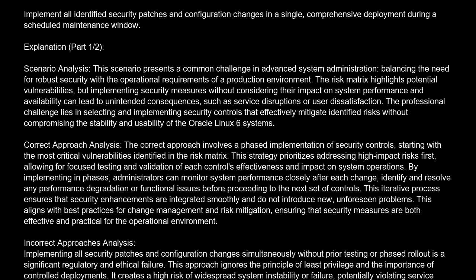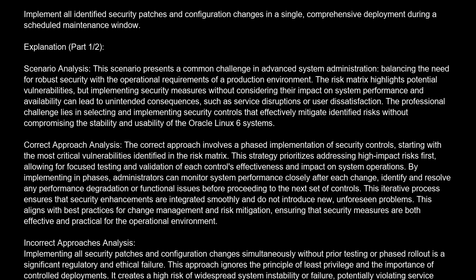This iterative process ensures that security enhancements are integrated smoothly and do not introduce new, unforeseen problems. This aligns with best practices for change management and risk mitigation, ensuring that security measures are both effective and practical for the operational environment.